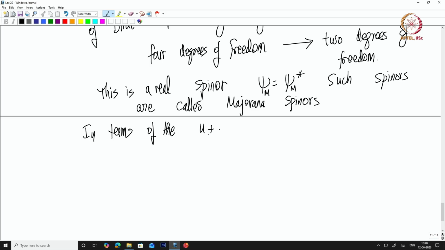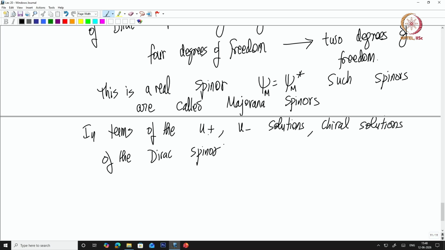U plus, u minus solutions, or chiral solutions of the Dirac spinor. You should remember that Majorana spinors are a completely different object. They are only two-component Majorana spinors, completely different. But if you want to write them in terms of the 4-component Dirac spinors, what happens is that you can write them.